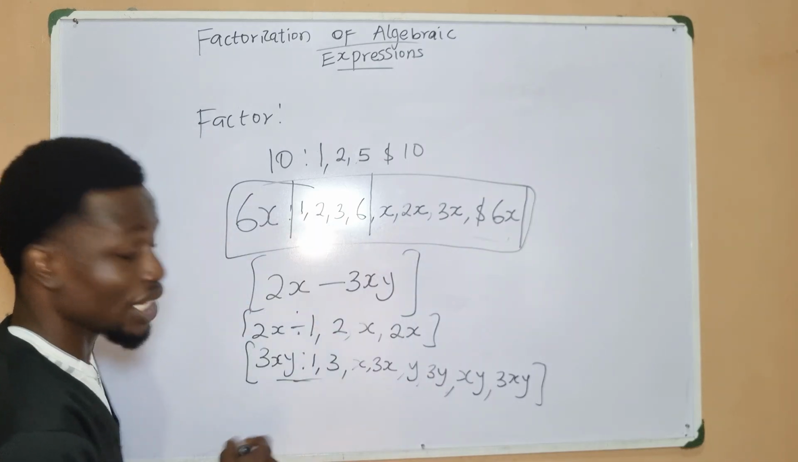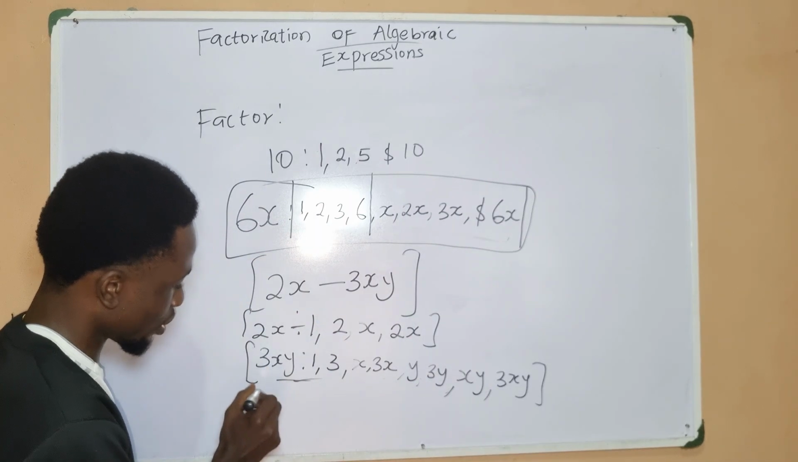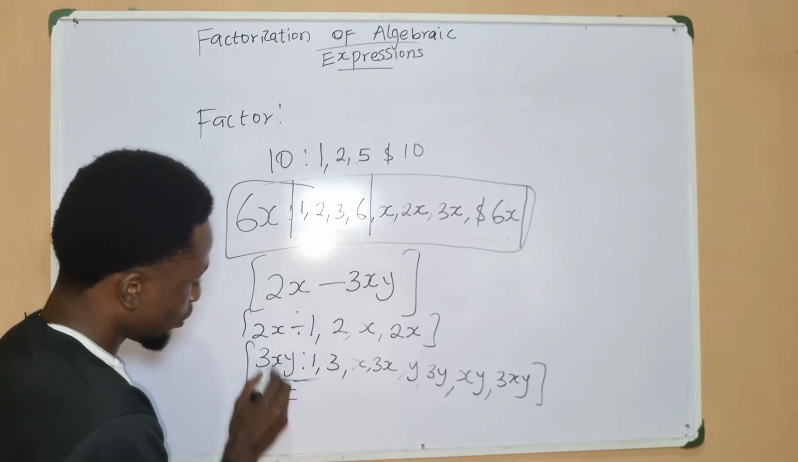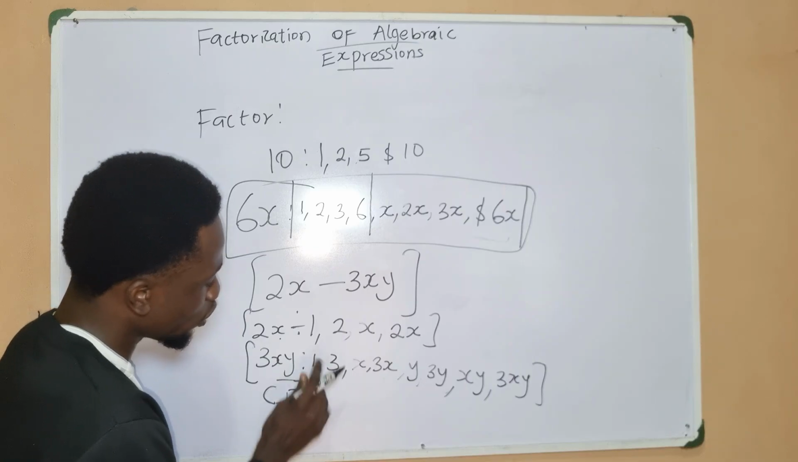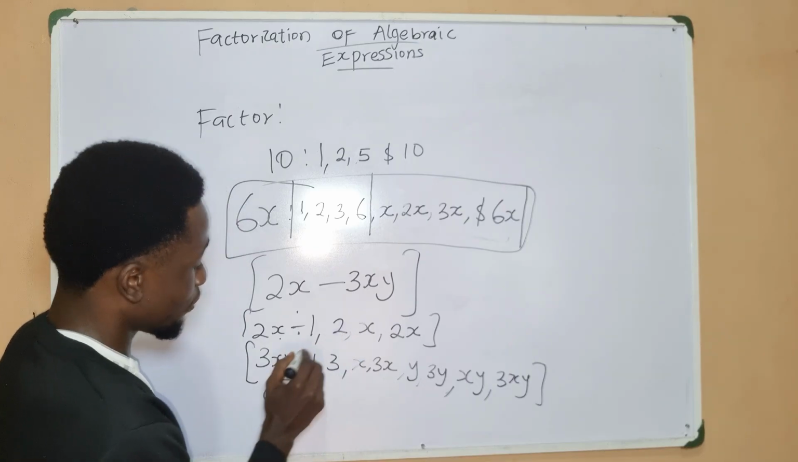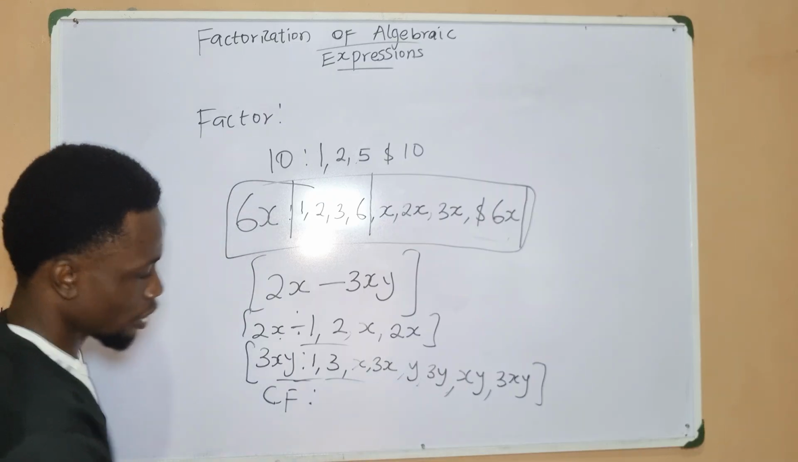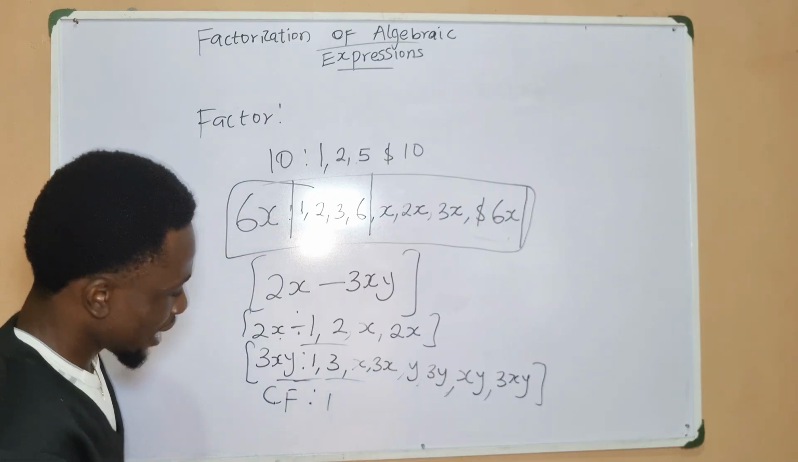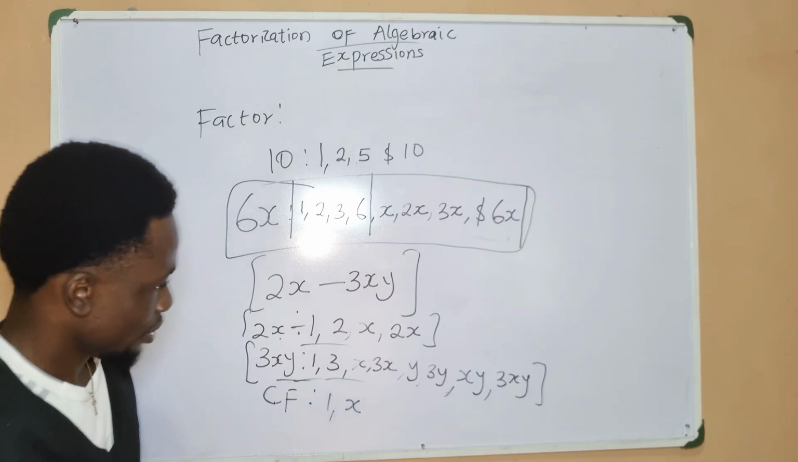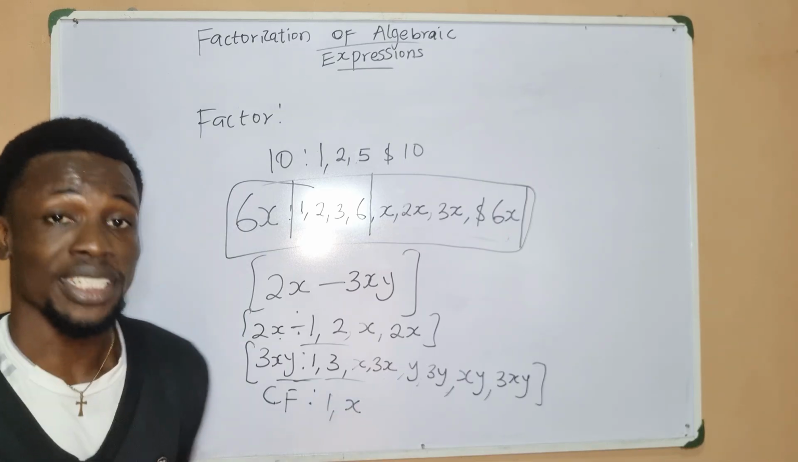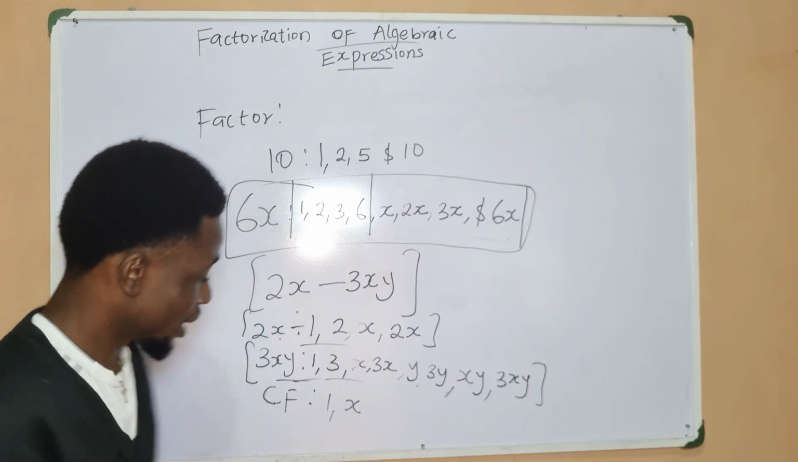Now, after we've done this, we'll go into finding the common factors of these two expressions, because remember, we want to factorize this. Common factor of 2x and 3xy. What do you see here? What do you see for 2x under the factors that you also see for 3xy? We see 1. We see x, right? Is there another thing that is common? I bet not. Nothing is common again. So this is a common factor.